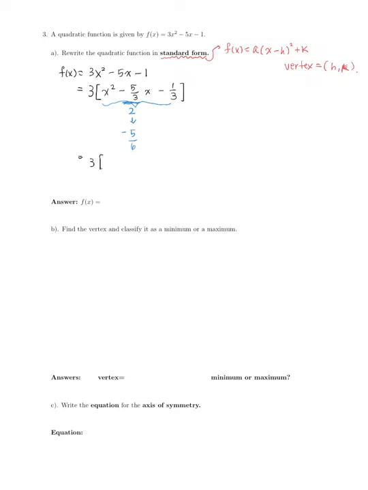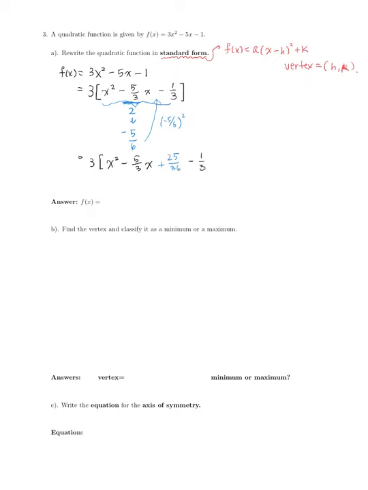All right, so let's rewrite. So this is 3, and then x squared minus 5 over 3 x. Now, if I divide this 5 over 3 by 2, then you're going to have negative 5 over 6. So what's going to go into the next one is plus 5 over 6 squared. So basically, you're going to have to go over here and add negative 5 over 6 squared. Okay, so that's going to be what? 25 over 36. And then you still have that minus 1/3.